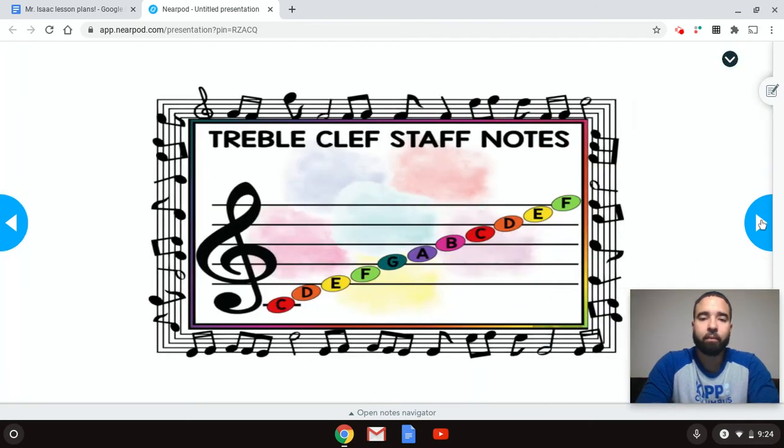Moving on. All right, here is a picture of the treble clef staff notes. You can see that all of these notes we have learned before, from the bottom line to the top line to the spaces.